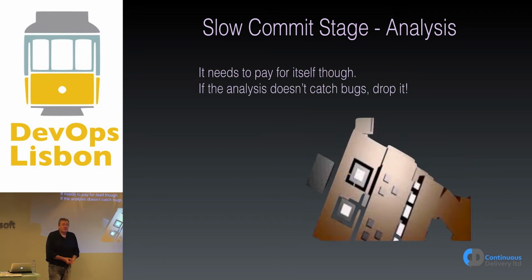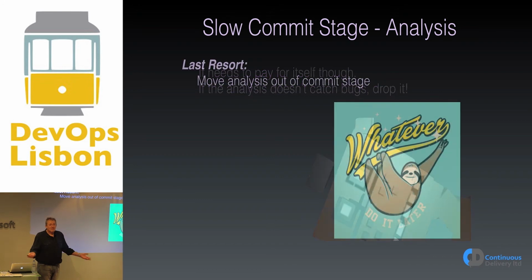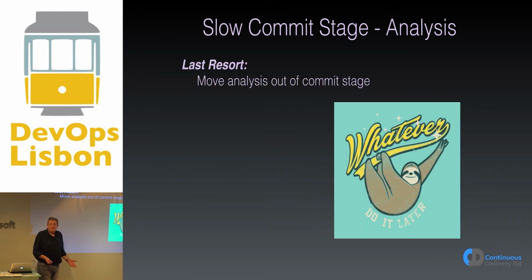It needs to pay for itself. So the first thing is it needs to be valuable. If you're doing static analysis and it's telling you all sorts of fun things, like the cyclomatic complexity, but your code is beautifully factored on the whole, then running a cyclomatic complexity check is probably going to be a waste of time. And doing it on every build might be a bit of a waste. So you need to think about the value that you're getting out of it. They need to be worthwhile. And if they're not catching real bugs, drop it.